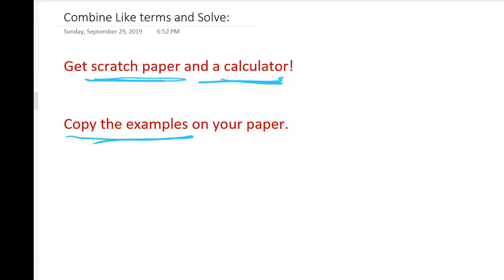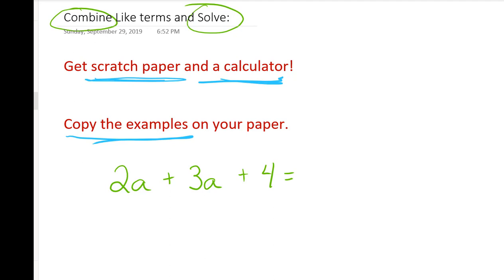All right, so hopefully you hit pause and you got a piece of scratch paper. So we are going to be doing some combining and then solving today. Combine means bring things together. So here's our first example: 2a plus 3a plus 4 equals 34.